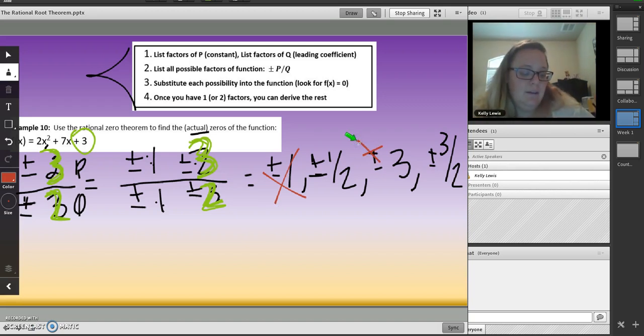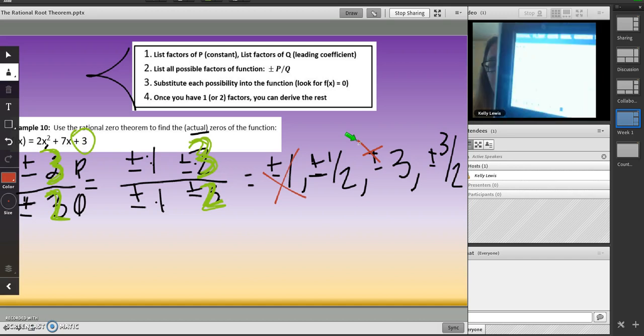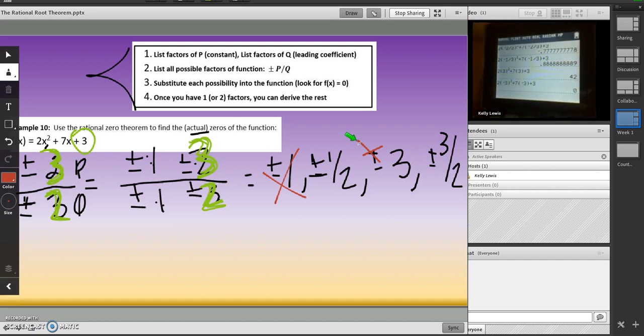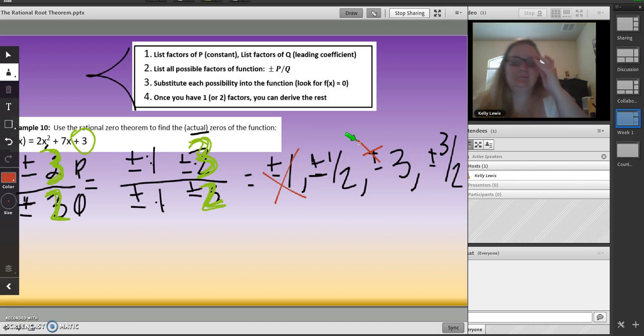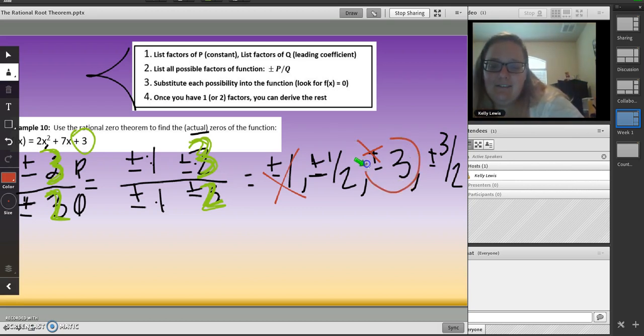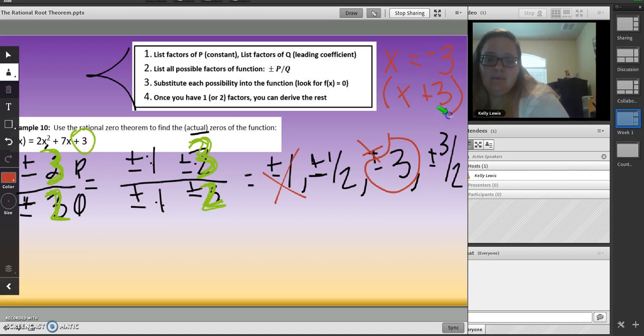Squared plus 7 times 3, plus 3. I'm typing in a negative 3 this time. There we go. All right, so we get negative 3 is one of them, okay? And so, x equals negative 3, which means that its factor is x plus 3.